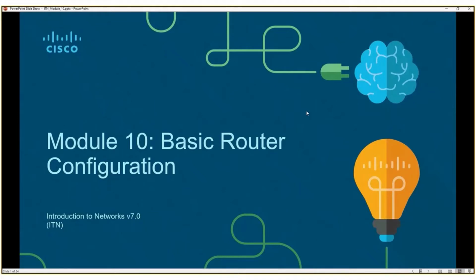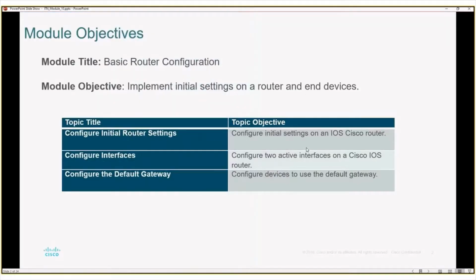So we're up to chapter 10, which is basic router configuration. Chapter 11 is when we start talking in depth about IP addressing. So chapter 10, we're going to implement initial settings on a router and end devices. A bit like chapter 2, but on a router instead of switches. And so we're going to configure initial router settings.